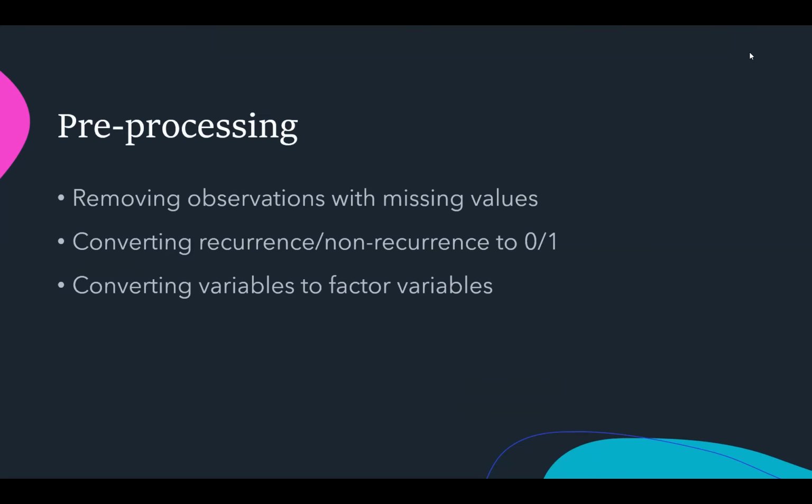I had to do some minor pre-processing for the data. I removed observations with missing values, so I ended up with 278 observations after that, losing about 8 observations. Other than that, I converted the response variable, recurrence or non-recurrence, to 0 or 1, so that I could apply my models to it.